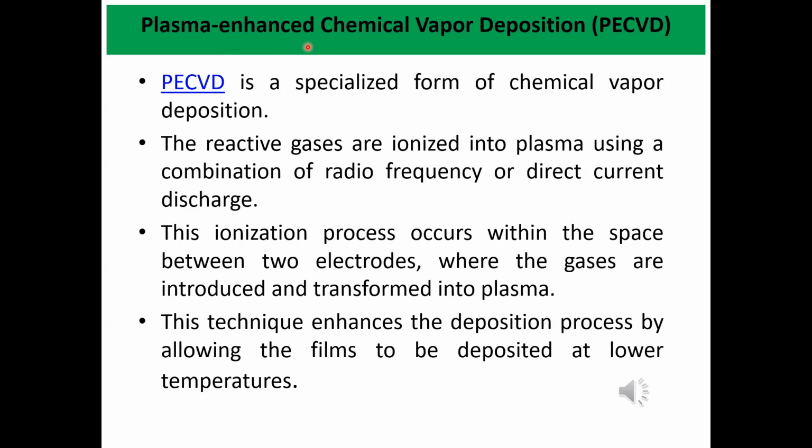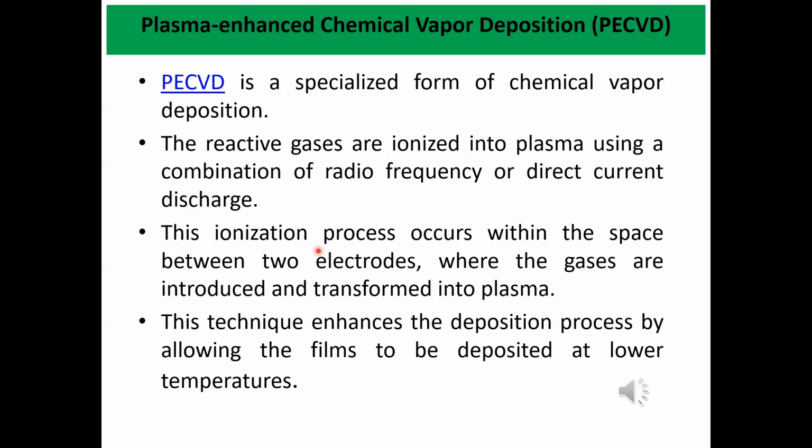There are some other types of chemical vapor deposition processes as well, depending upon the heating source. For example, plasma enhanced chemical vapor deposition, PECVD. So PECVD is a specialized form of chemical vapor deposition. The reactive gases are ionized into plasma using a combination of radio frequency or direct discharge. So the radio frequency or direct discharge current is used to ionize the gases into a plasma.